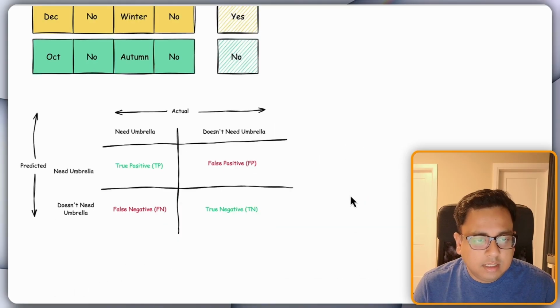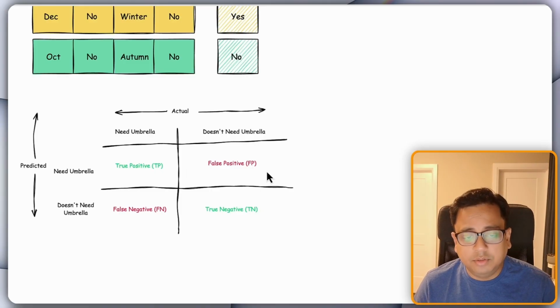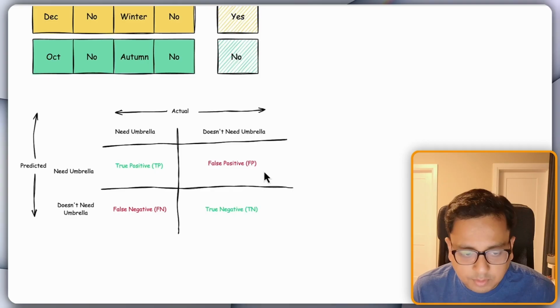And the true positive is the one where my model prediction is positive and the actual value is also positive. True negative is the one where my model prediction is negative and the actual value is also negative. False negative is the one where my model prediction is negative, but in reality, it's actually positive. That's why it's called the false negative. Similarly, false positive is the one where my model prediction is positive, but in reality, the real value is negative. So that's why it's called the false positive.